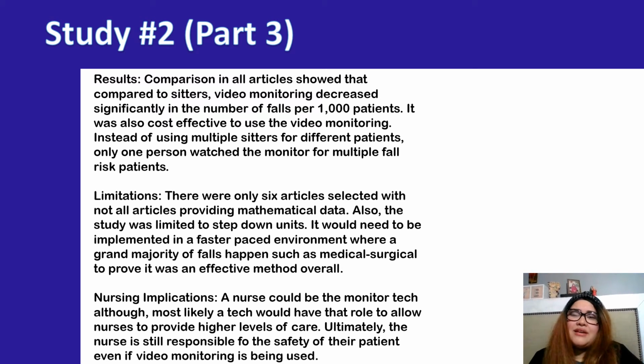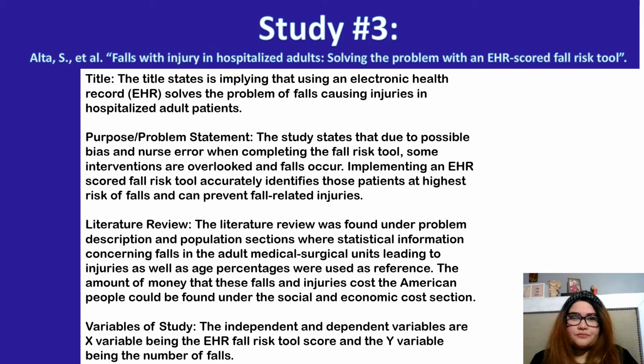And also, these video monitoring methods were only used in ICU and step-down units, so it would be more effective to use in busy units such as med-surg, where things are very fast-paced and where the majority of the falls actually happen. Nursing implications are that a nurse could be the monitor tech, but most likely they will use a PCT, patient care tech, and have the nurse involved, giving higher levels of care.